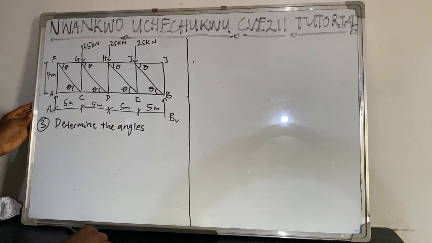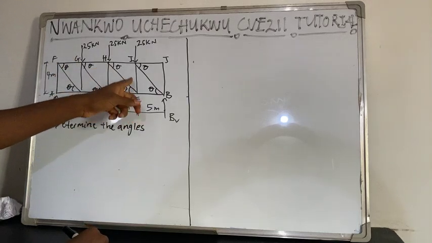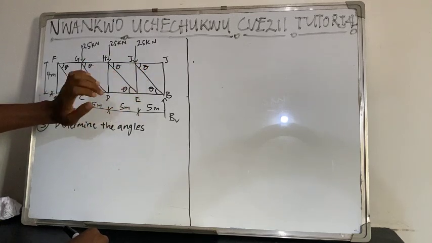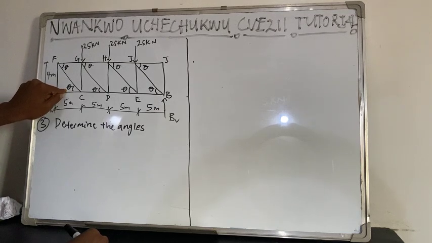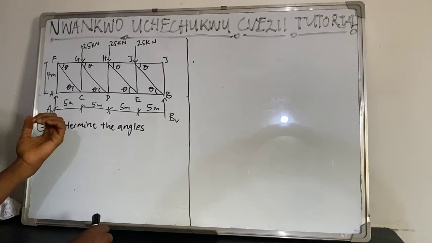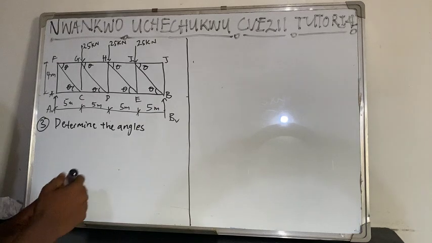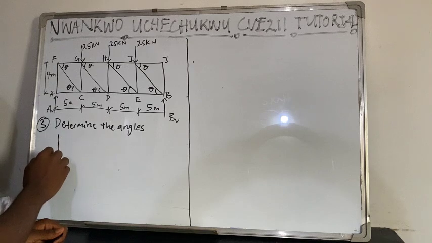The importance is this: we are going to resolve all these forces acting diagonally horizontally and vertically. From our knowledge of physics, in order to do that, we need to know this angle. When you're closing, you use cos theta, and when you're opening, you use sine. So let's go ahead and determine the values of cos and sine theta.